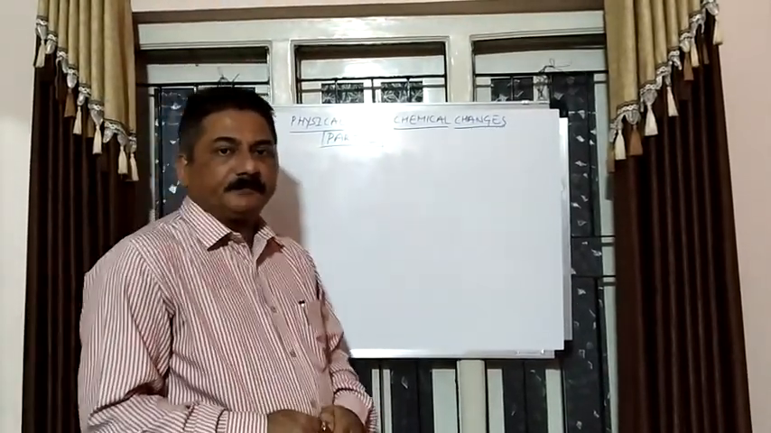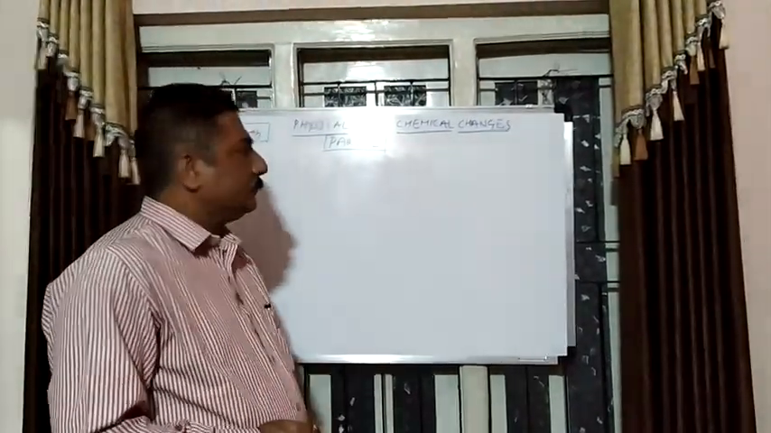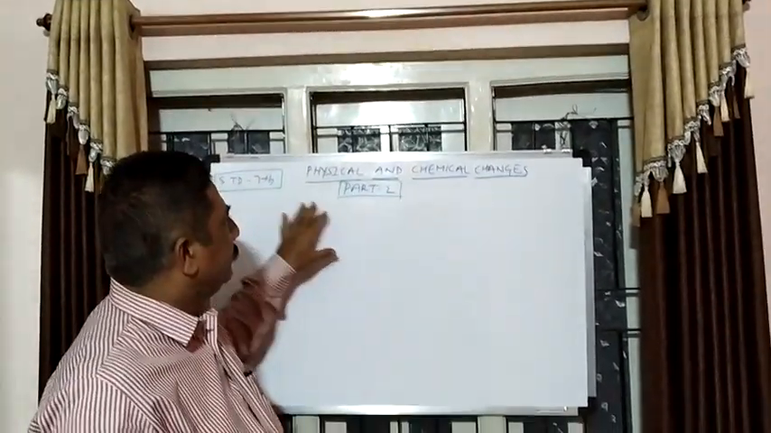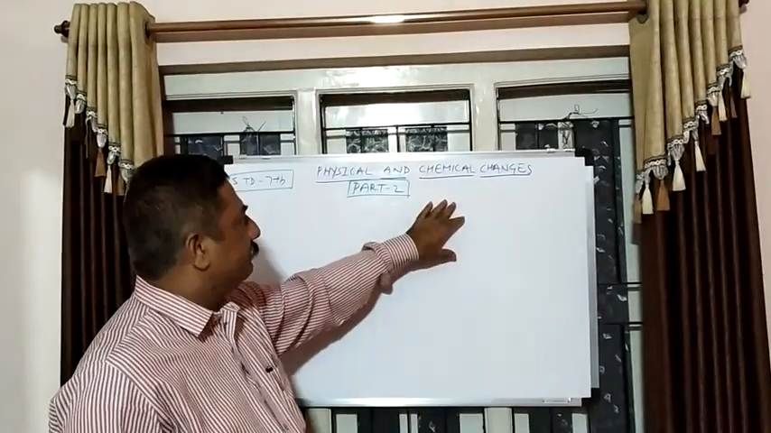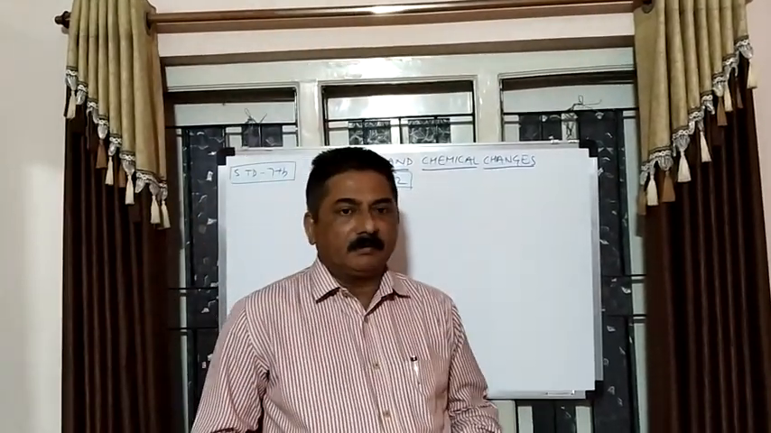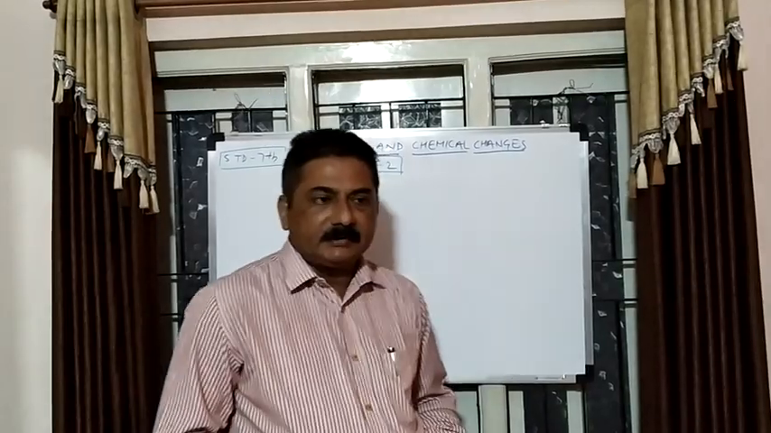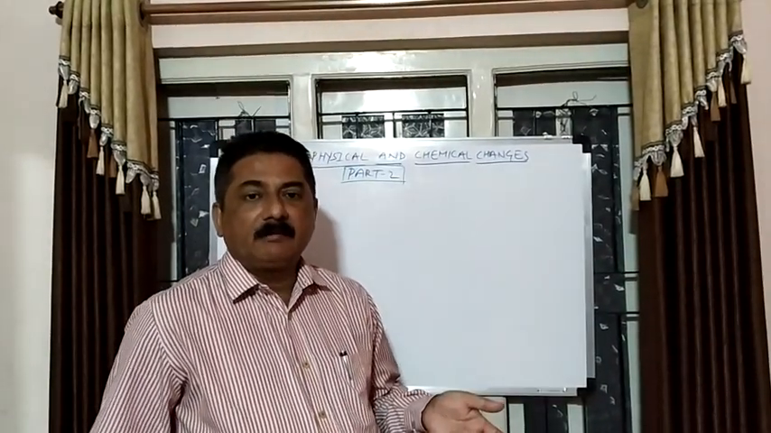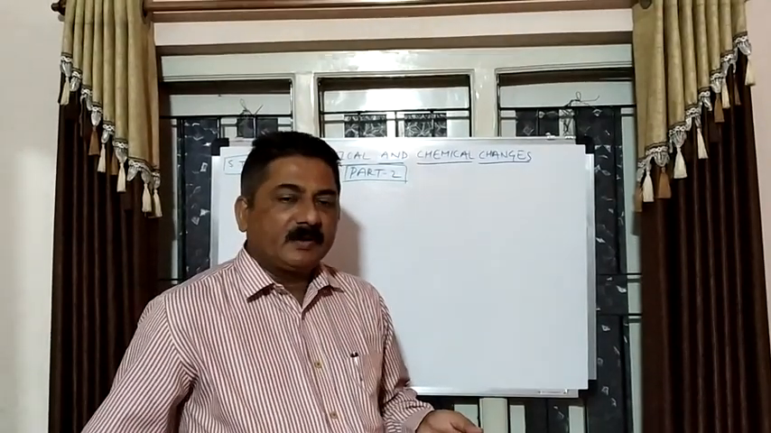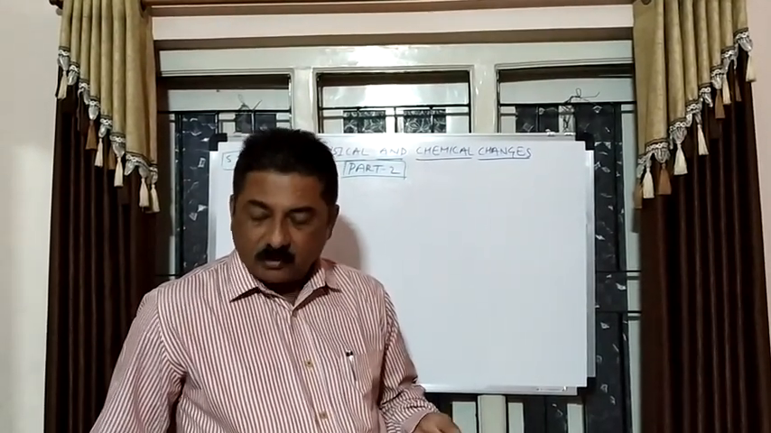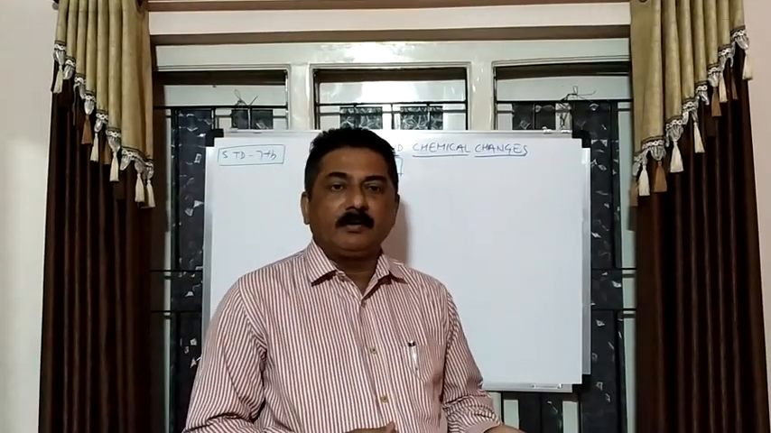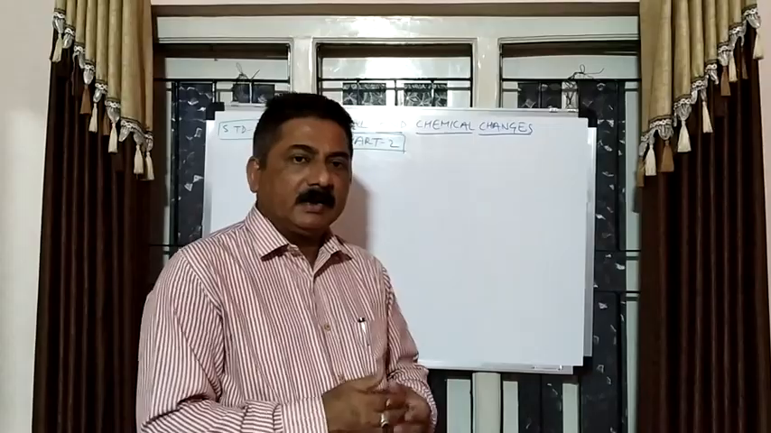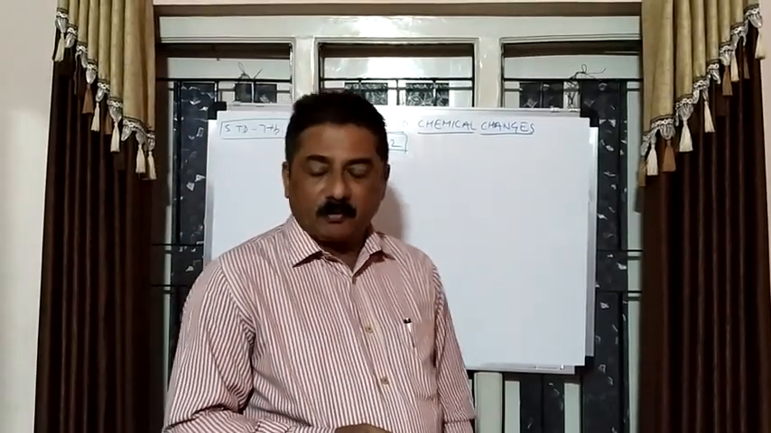Hi friends, we have already done this chapter, physical and chemical change for 7th class, in part 1. So many topics we have covered, like what are physical changes, what are chemical changes, what is required for physical changes, and what are examples of chemical changes. We prepared curd from milk, melting of wax, burning of wax, reversible process, irreversible process.